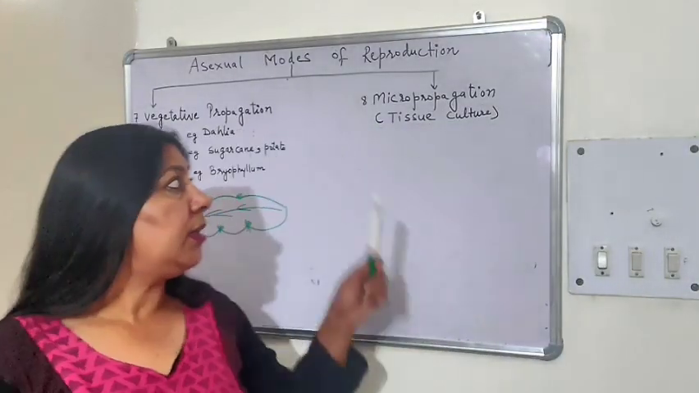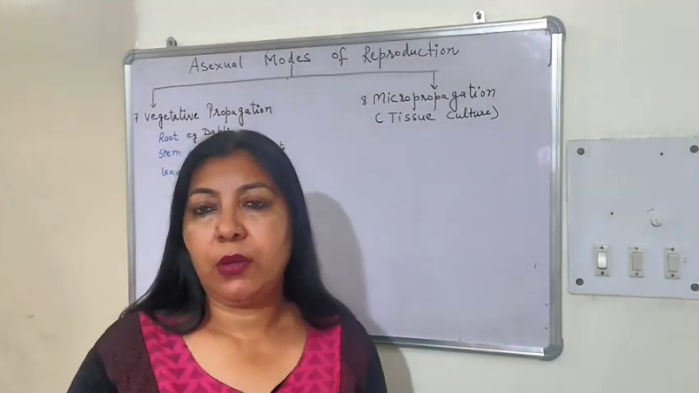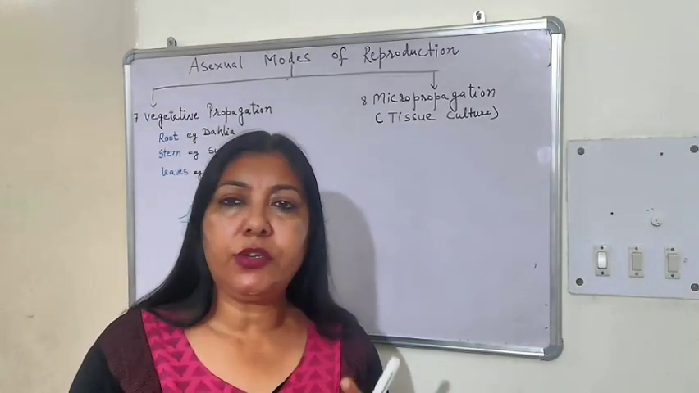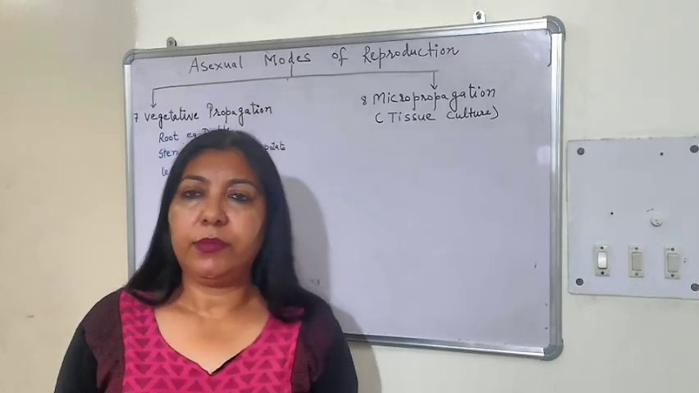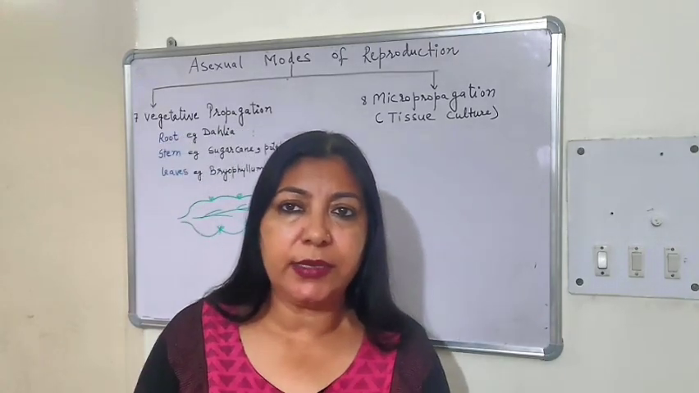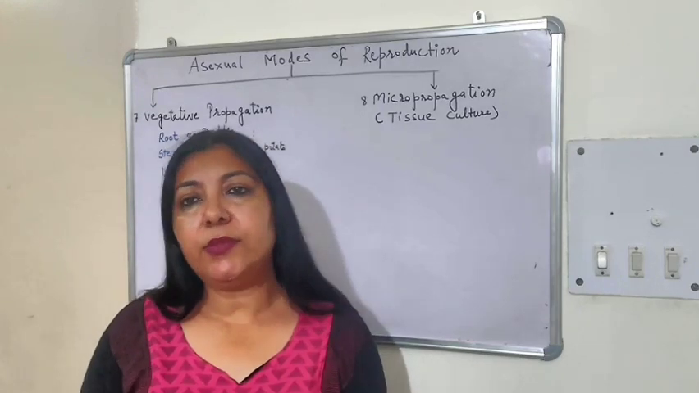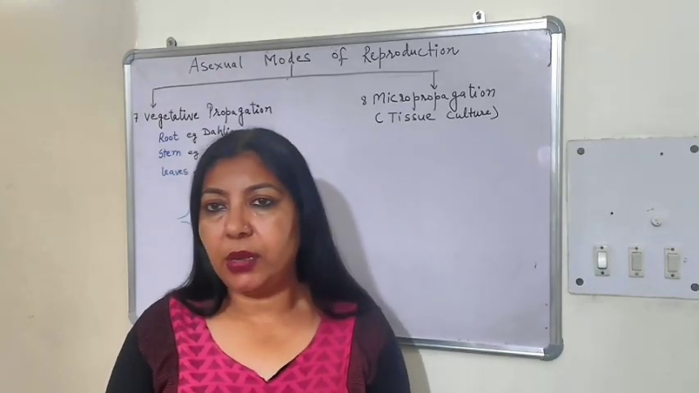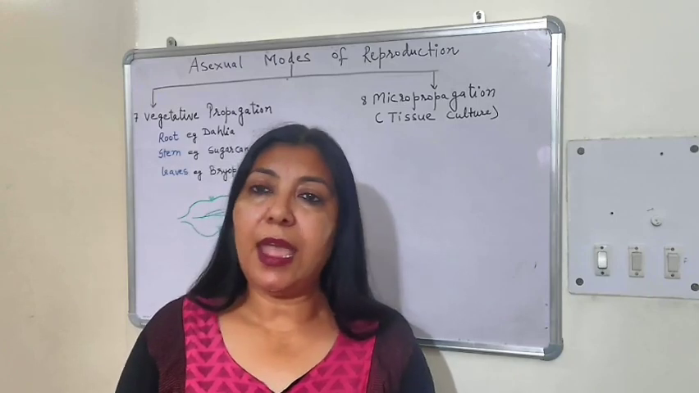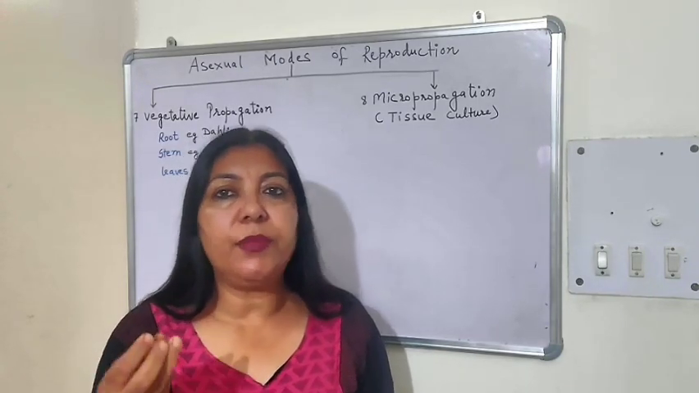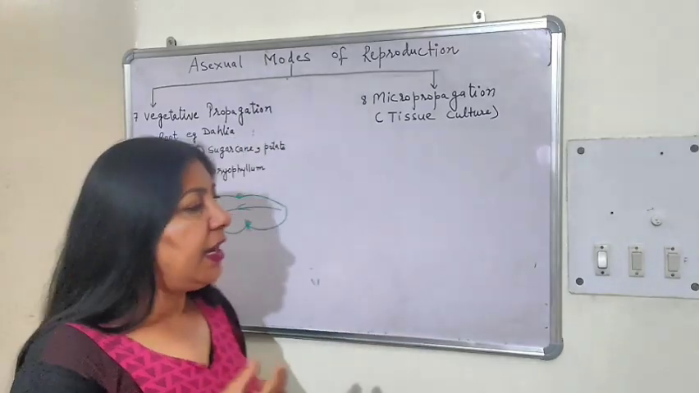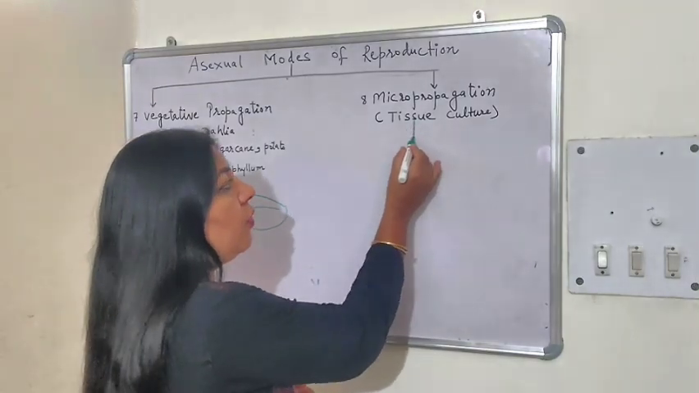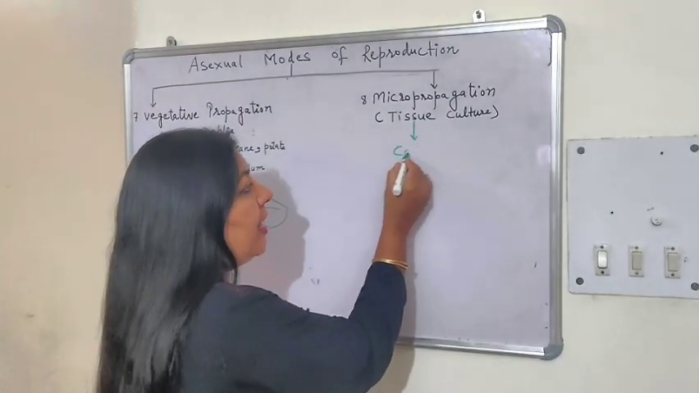Next, the last method is micropropagation or tissue culture, which is done in labs. There are specific tissue culture labs. Some plants, basically very rare ornamental plants, medicinal plants, as well as genetically modified plants, which don't even grow by vegetative propagation, can be grown in the lab in specific culture media, where any tissue can be taken and grown in that culture media, and that tissue will develop into a mass called callus.